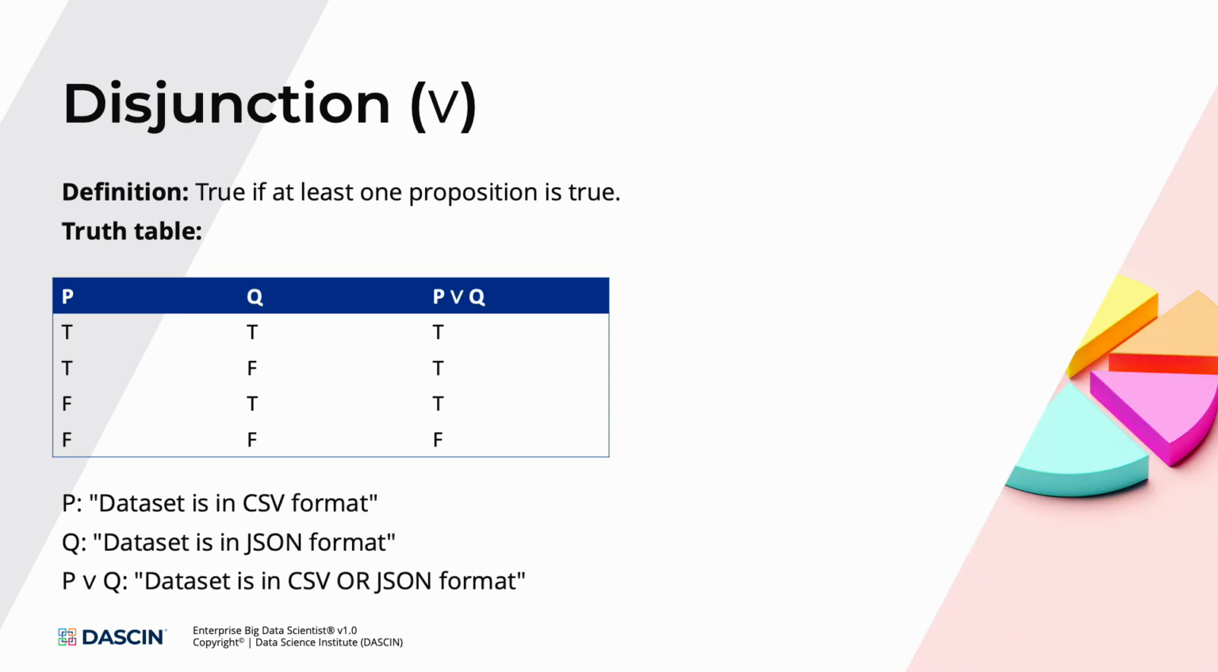Disjunction means or. A disjunction is true if at least one of the statements is true. For example, if the dataset is in CSV format or in JSON format, the condition is satisfied. This is especially useful in filtering queries, where multiple formats or options are acceptable.